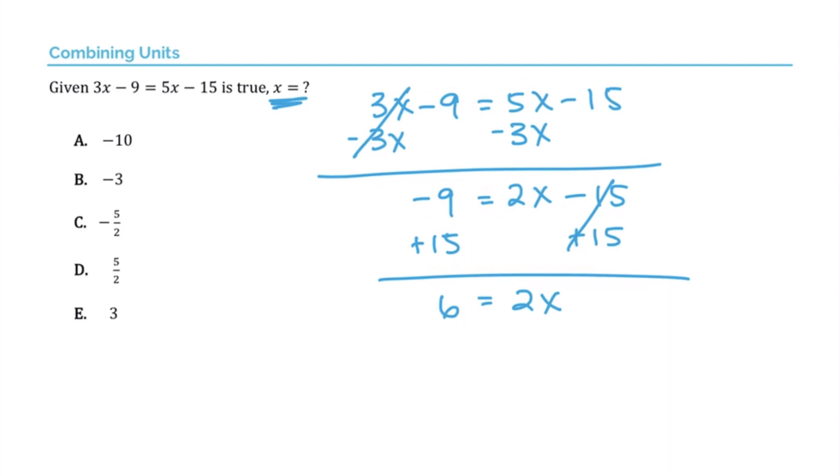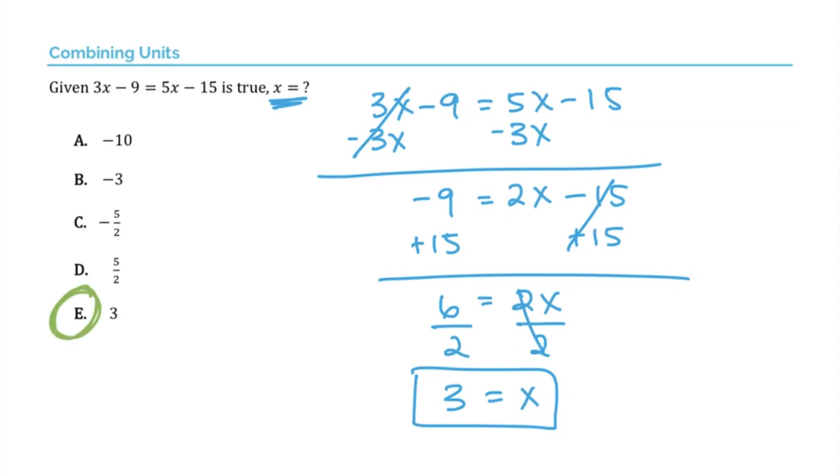So 6 equals 2x. Last thing to solve for x: it's being multiplied by 2, so I have to do the opposite and divide by 2. That way it will cancel on that right side, and I'm left with x equals 6 over 2, which is 3. So I have now solved this question that x equals 3, so the correct answer is E.